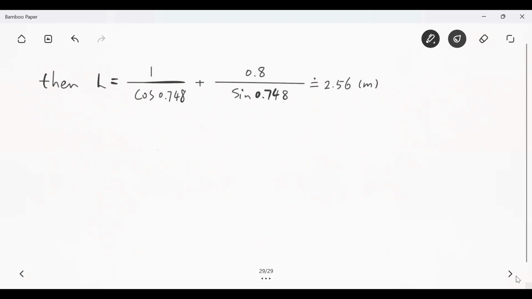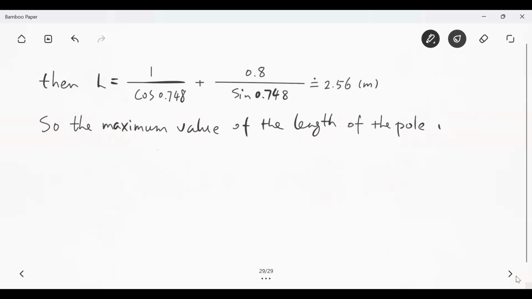Okay. So the maximum value of the length of the pole is 2.56 meters when the angle theta is about 0.748 rad. This is the final answer.